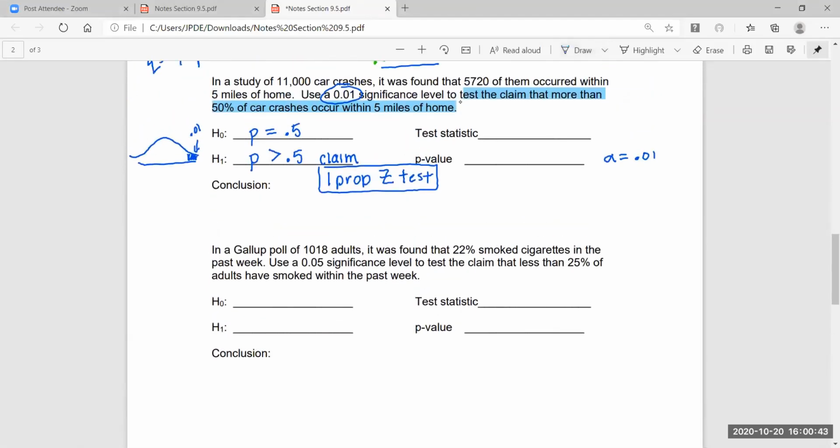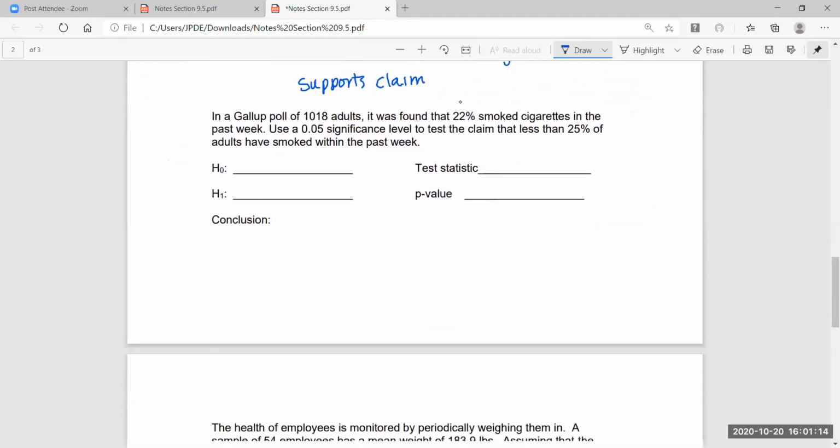You know what? This is going to bother me that I didn't write these in. Test statistic on that one was 4.20. P-value was 1.36 times 10 to the negative fifth, which was less than our alpha. So we have a reject. And we said it supports the claim that the proportion is greater than 50%. Okay.